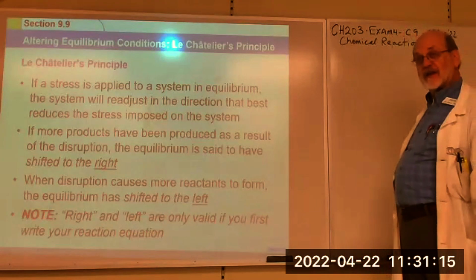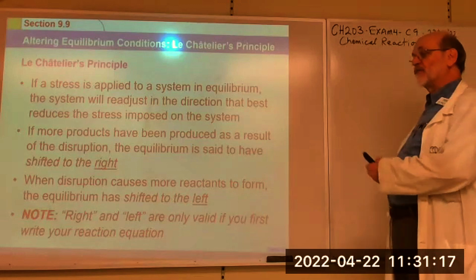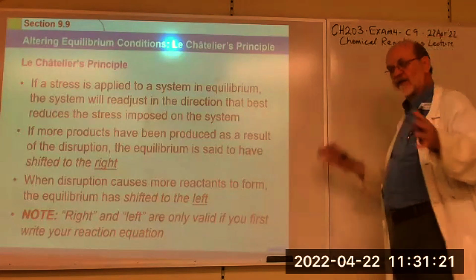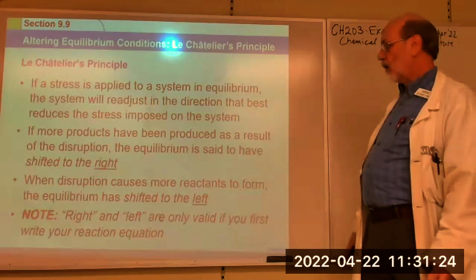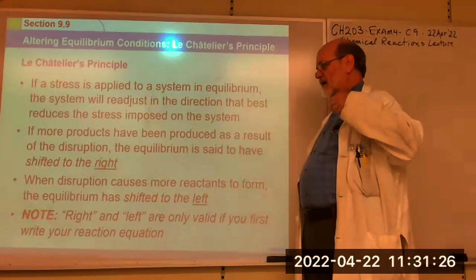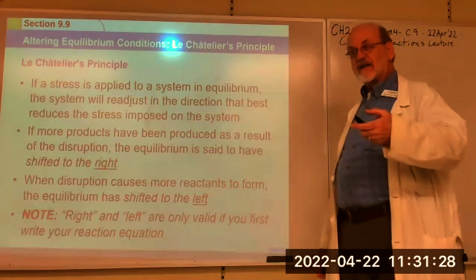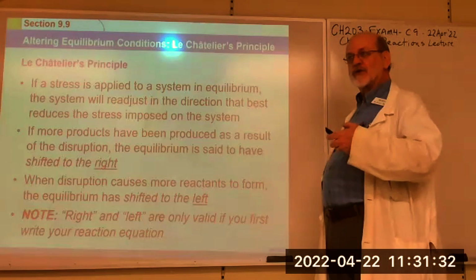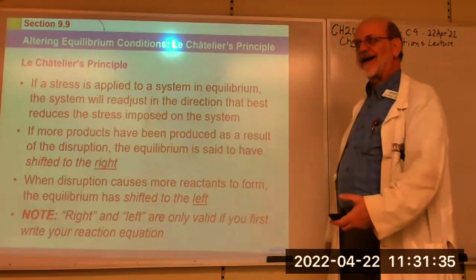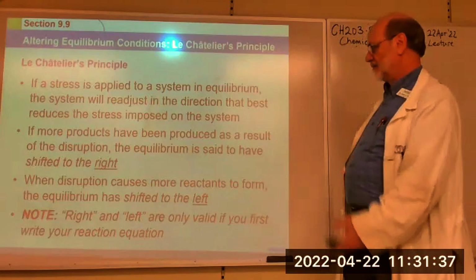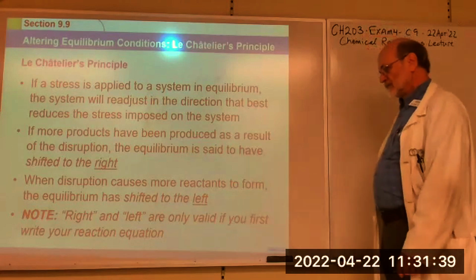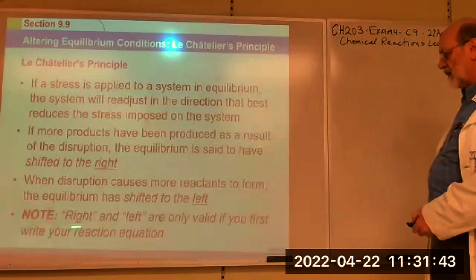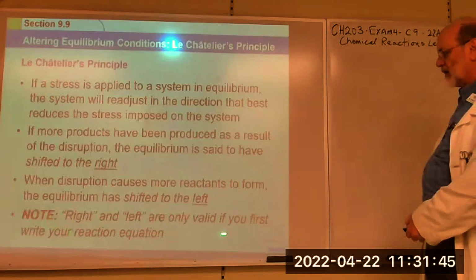If you have an equation, then you can say, okay, I added this much of this reactant and it moved to the right based on that equation. Okay, that's perfectly valid. Or you could say, I added hydrogen as the reactant and the reaction shifted toward producing more hydrogen iodide. Then that makes sense. But right and left don't mean anything unless you're working from a balanced reaction equation.